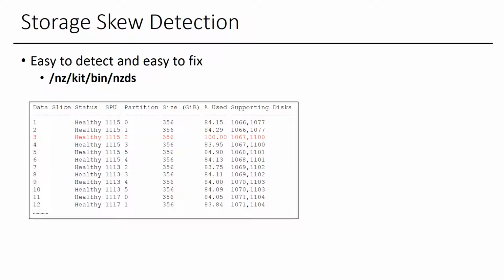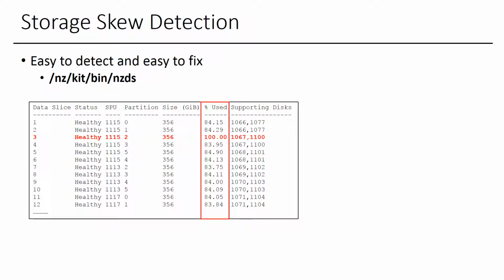Storage skew is very straightforward to identify. The goal is to find those tables that have a significant gap in disk space used between the largest data slice and the smallest. There are quite a few ways to identify storage skew. We will take a look at some of these common indicators. Let's start with the nzds command. It shows how much storage space is used by each data slice. Look for the data slice with the highest percentage used.